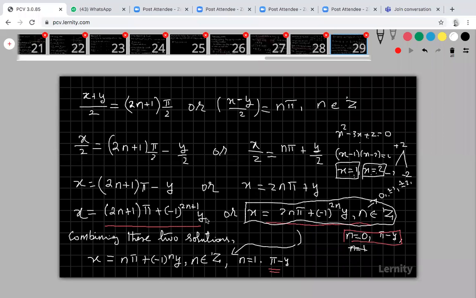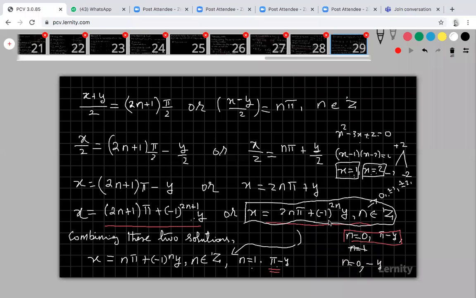When I apply n is equal to 0 here, I will get some solution. The same solution I will get here when applying n is equal to 1. Sir, I'm applying n is equal to 0 here. Then what happens? N is equal to 0 means, what is the answer you are getting?